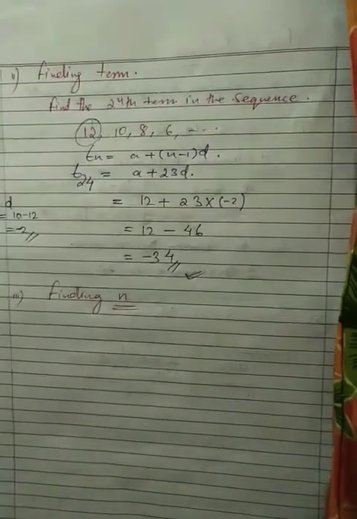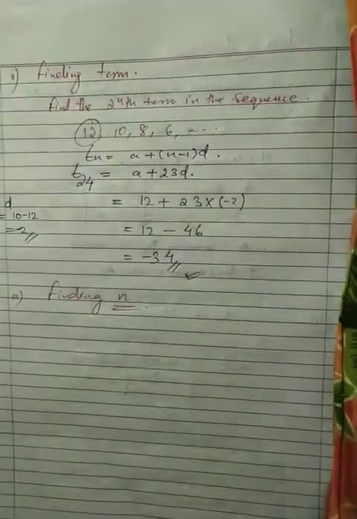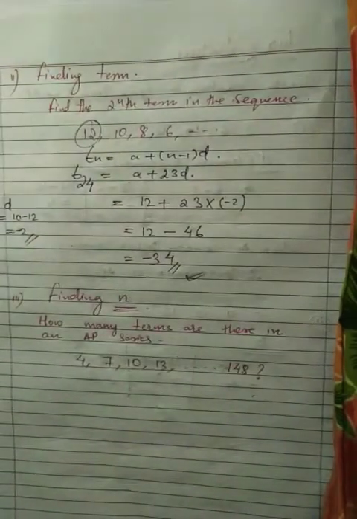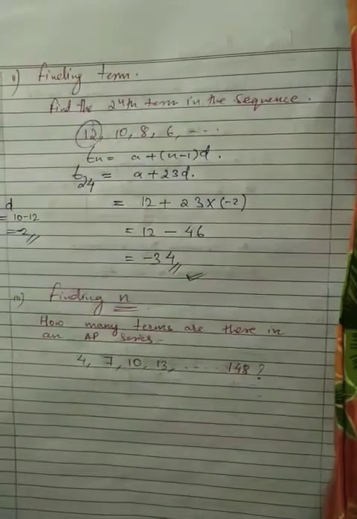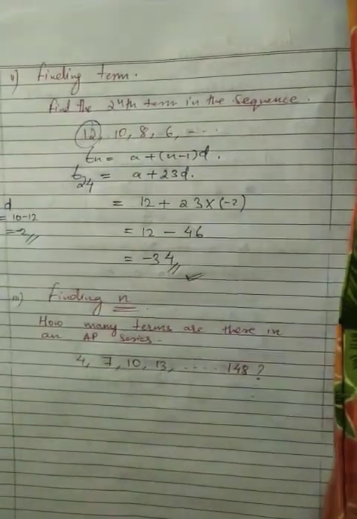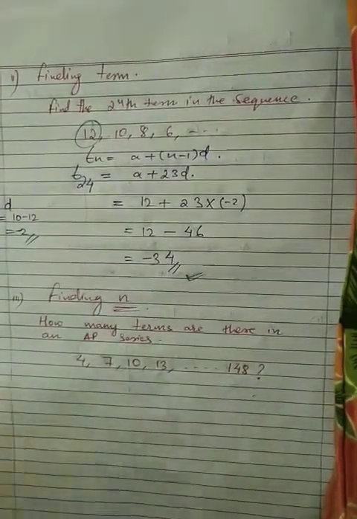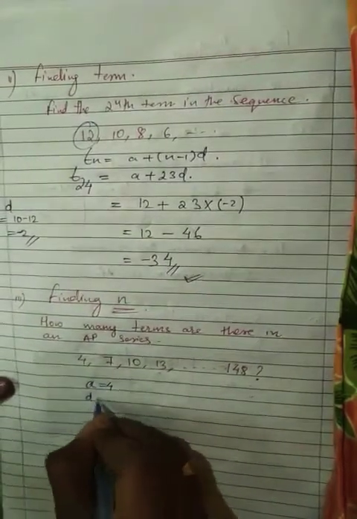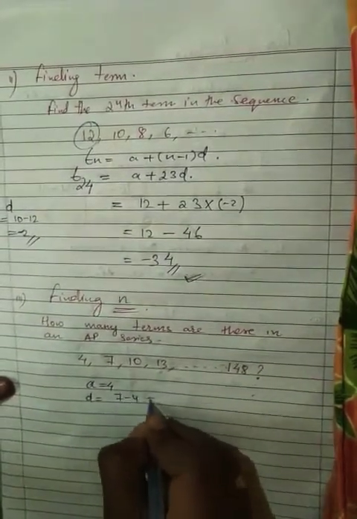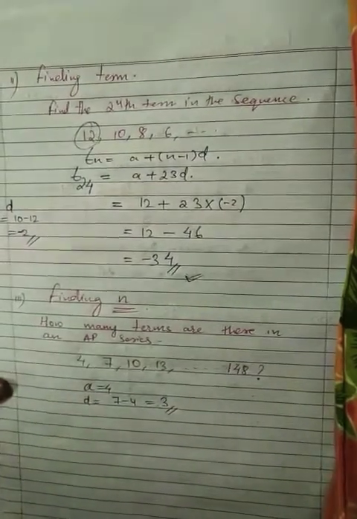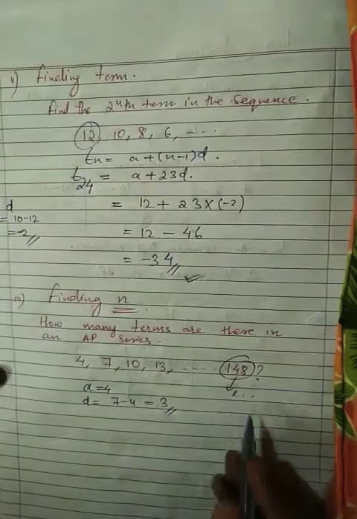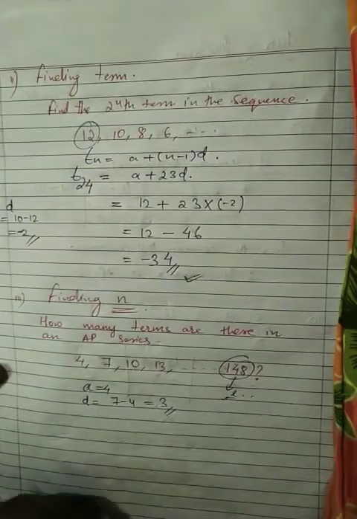The next type of question is finding n. In this case the last term will be given for finding n. How many terms are there in the AP series 4, 7, 10, 13, till 148? It means A is given as 4. What is D? D is 7 minus 4, which is 3. Clear? A and D are given, and we know the last term here.